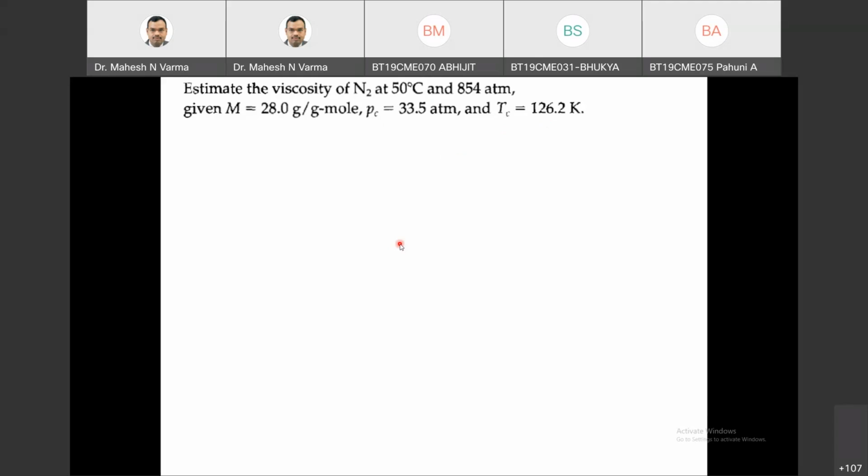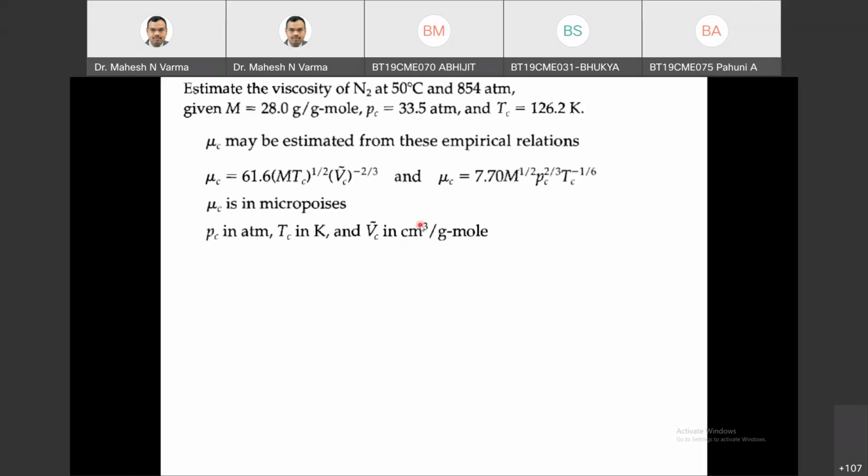What is the critical temperature and pressure? 25.5. How did you get 25.5? 854 divided by 33.5. Yes, so everything is given. What is the point of just looking at the slide which was given last year?